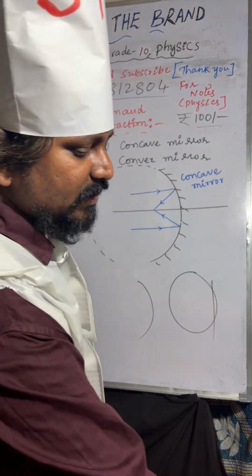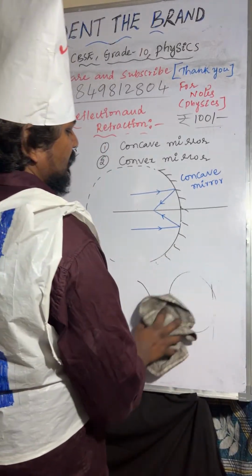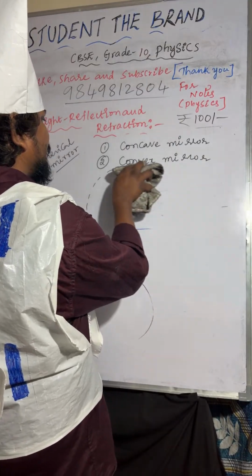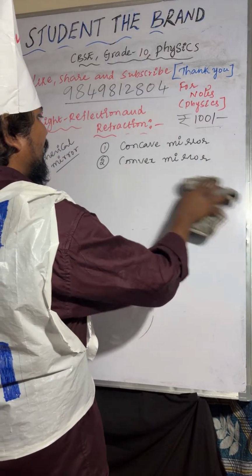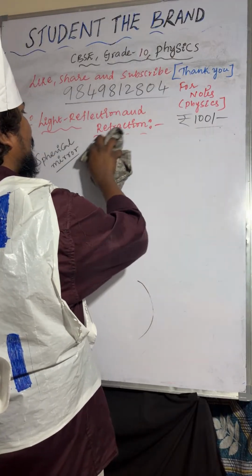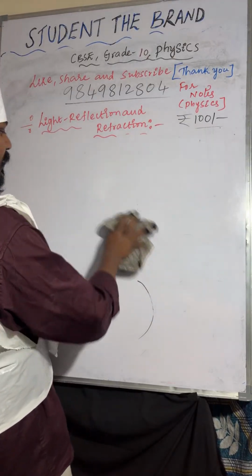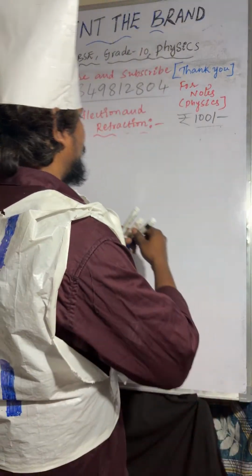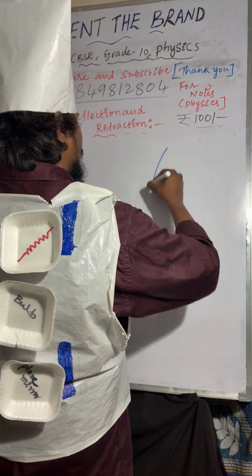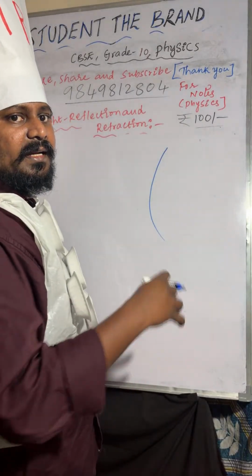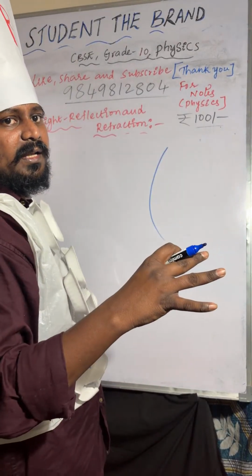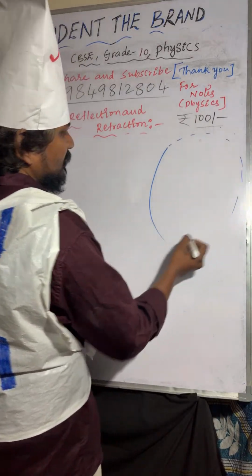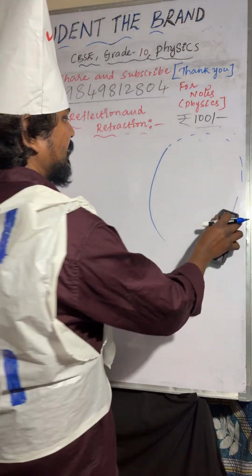Coming to the convex mirror, it is also known as a diverging mirror. So why do we call the convex mirror a diverging mirror? Whenever light rays are incident on it... here I am drawing the convex mirror. This is the convex mirror. It is actually a part of the sphere, like this.